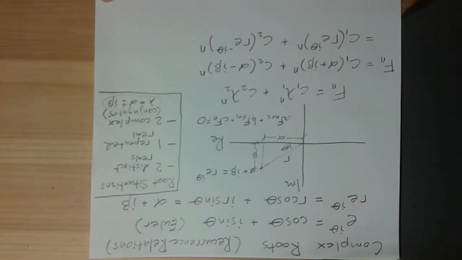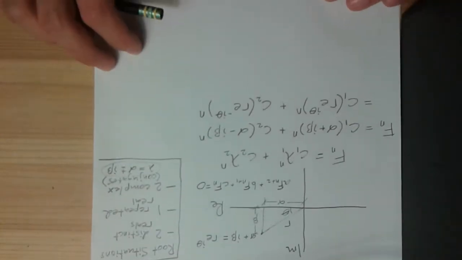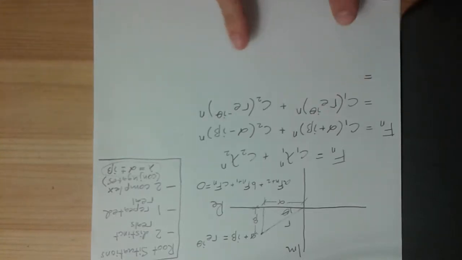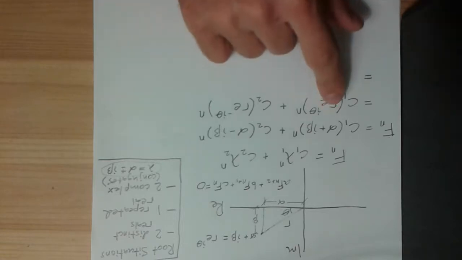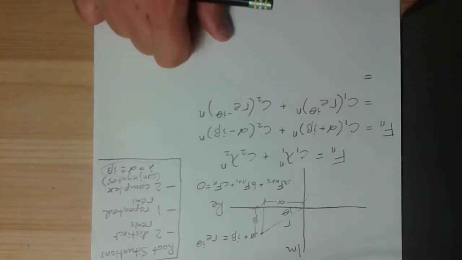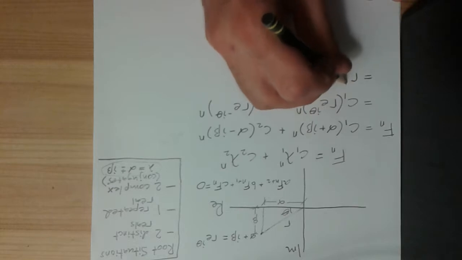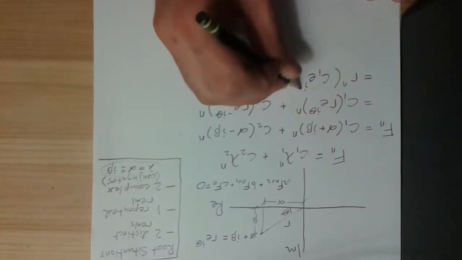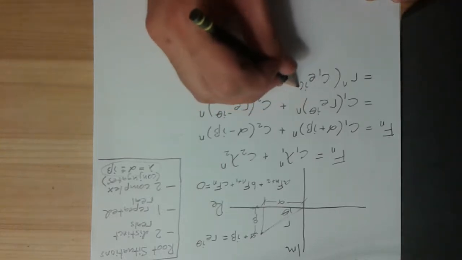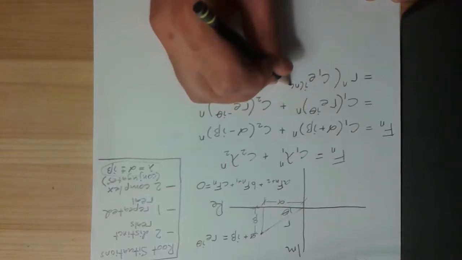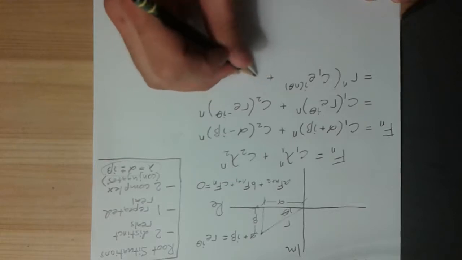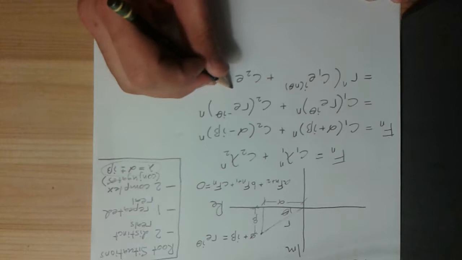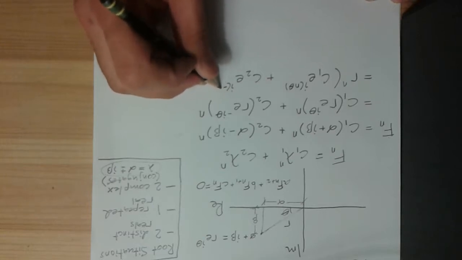Okay, and so now what I can do, similar to the process with the differential equations, is factor out the common factor, r to the n. And then I'm just going to use an exponent rule here to write this as e to the i n theta. And then over here I have e to the i negative n theta.